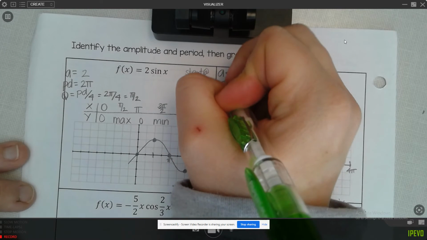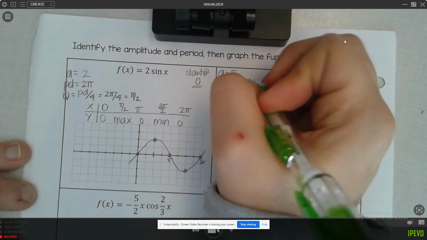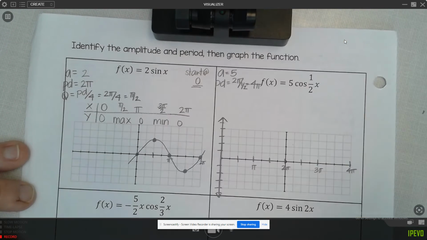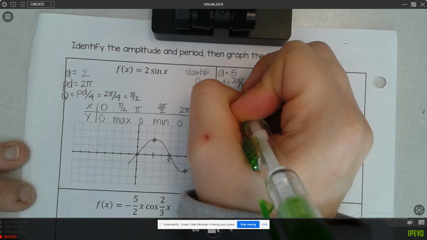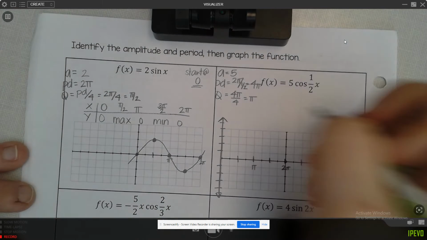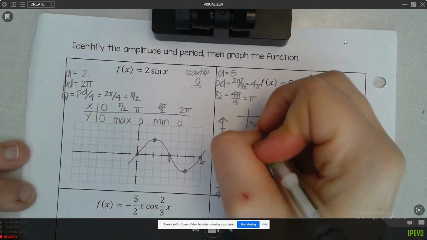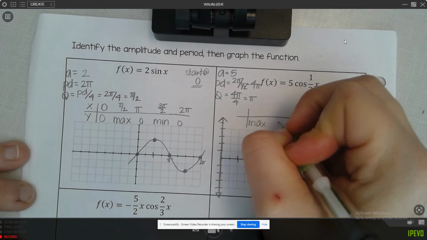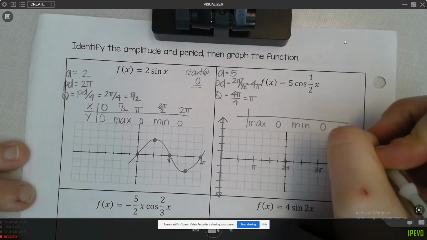My period is 2 pi divided by 1/2, because that's my coefficient of x. So my period is 4 pi. My quad is my period divided by 4, so that is pi. So I'm going to make my chart. It makes my life a little bit easier. It's how I like to do it. So max, 0, min, 0, max.